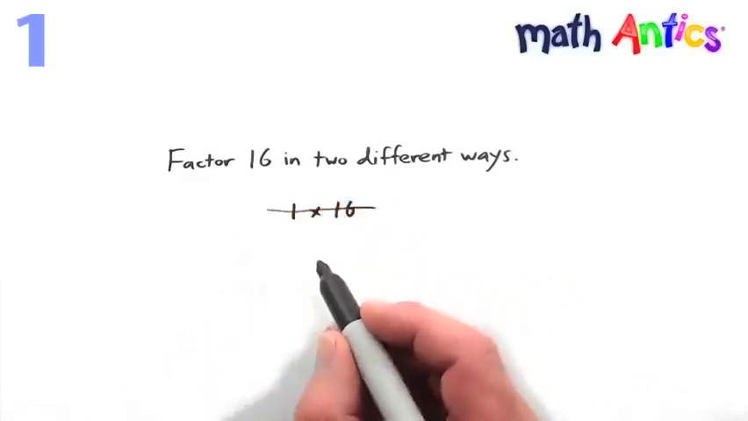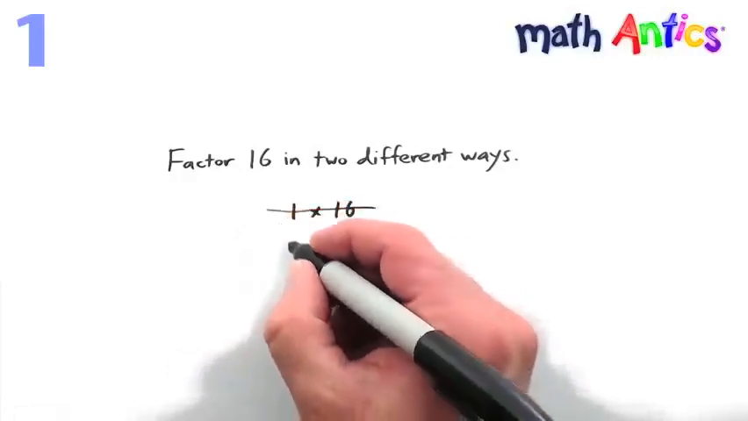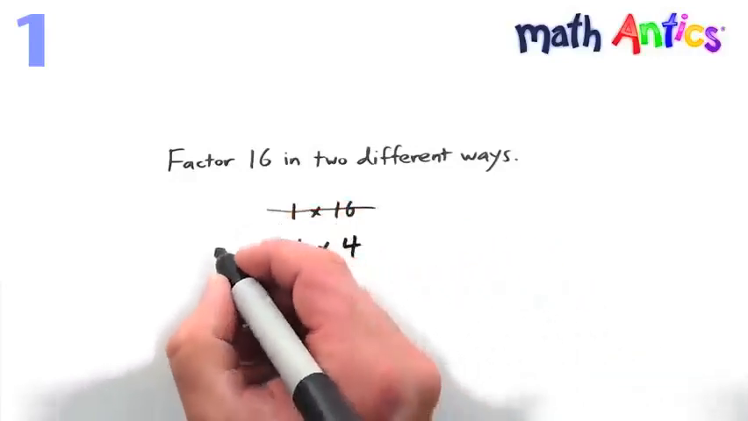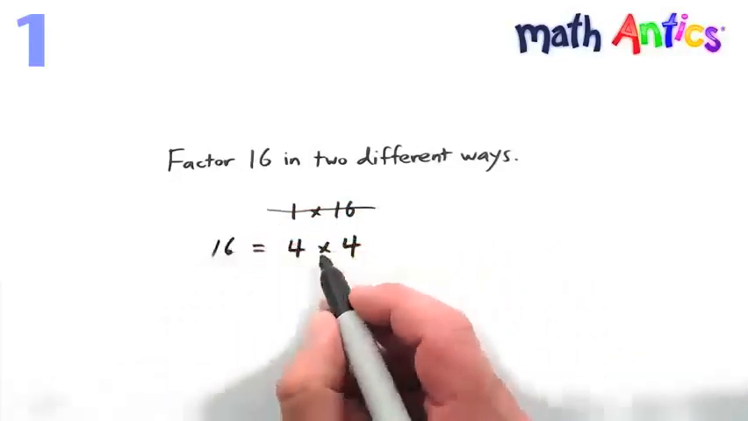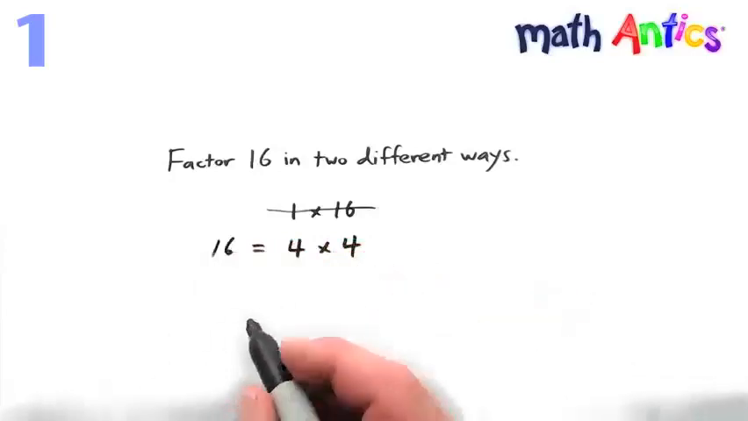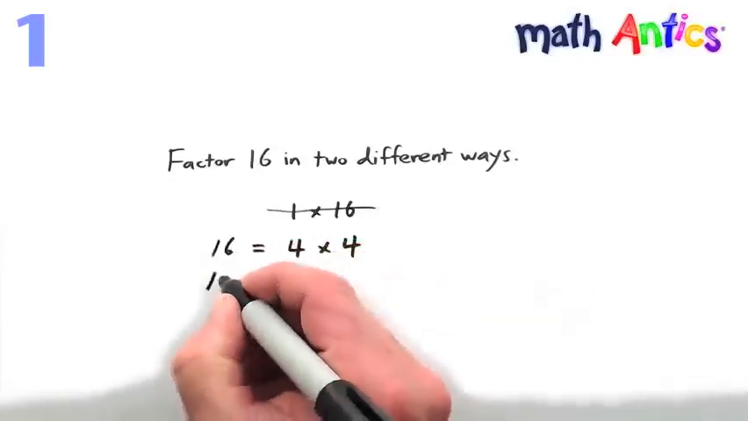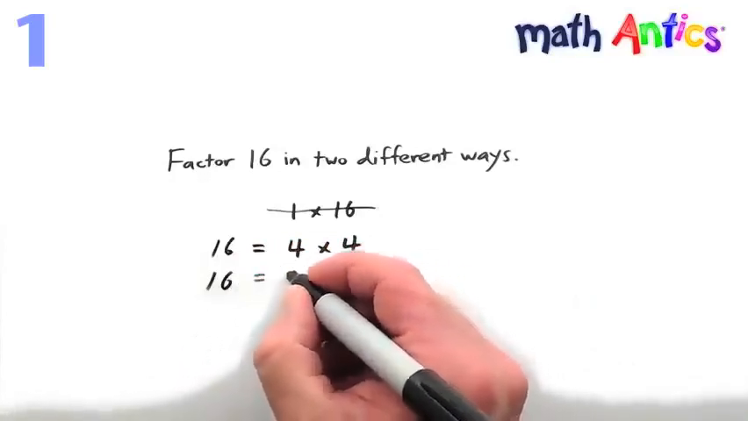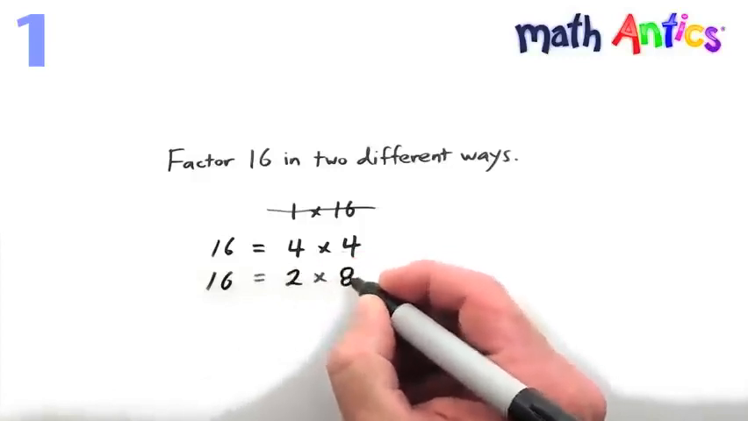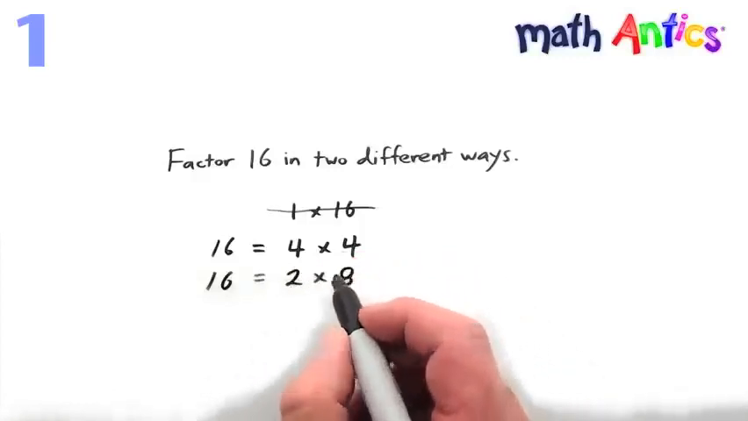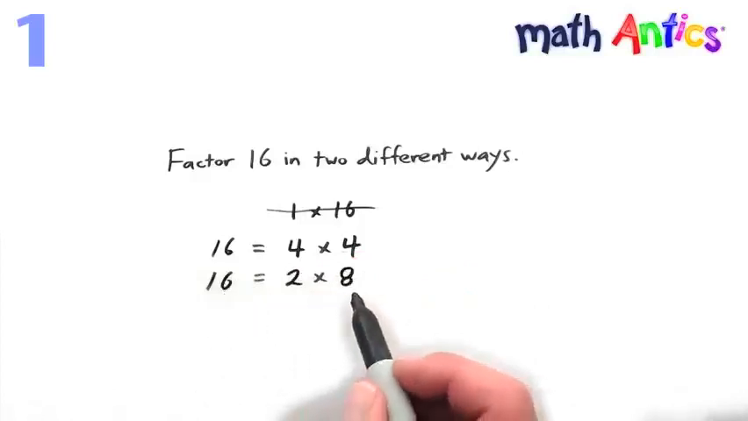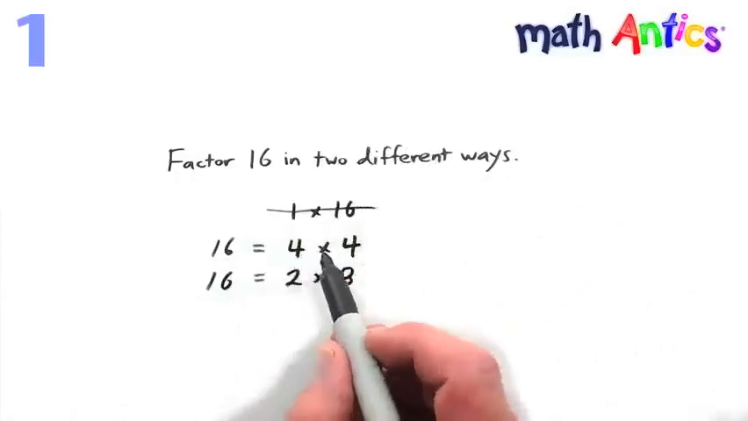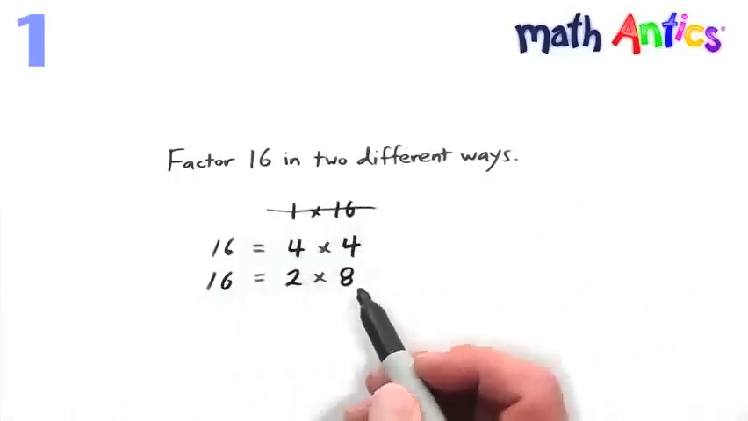If you remember from your multiplication chart, we could get 16 by multiplying together 4 times 4. So that's one way to factor 16. You could say 16 equals 4 times 4. Another way you could get 16 is if you divide it in half, because 16 is an even number. If you divide 16 in half, you're going to get 8. So 2 times 8, because 2 eights is 16. So that's another way to factor 16. So two different ways to factor 16 are 4 times 4 or 2 times 8.